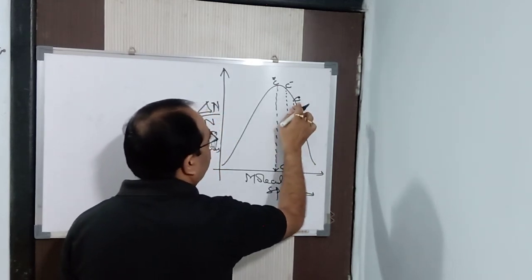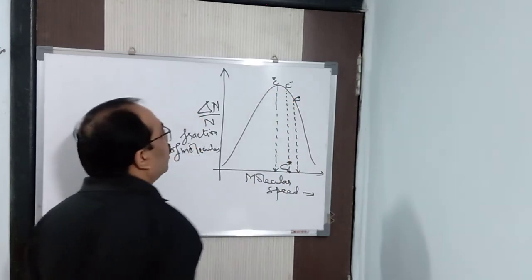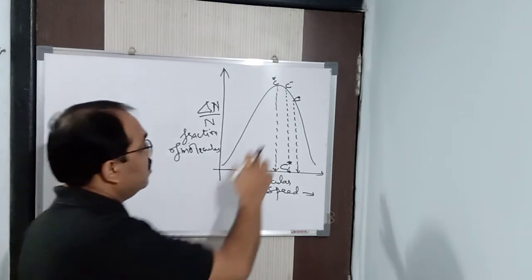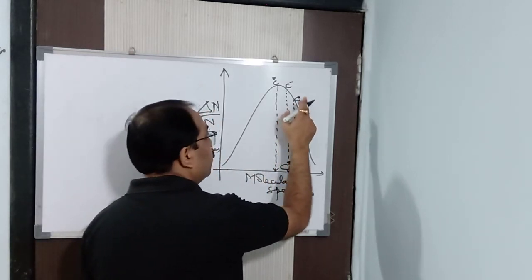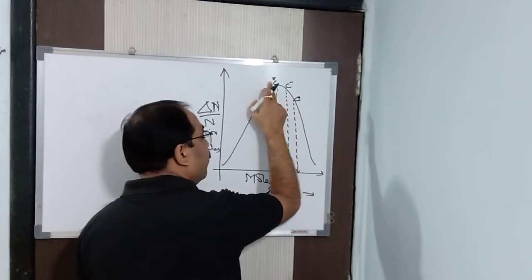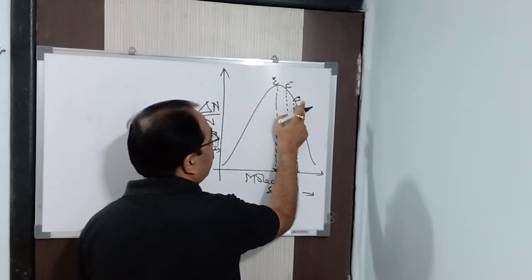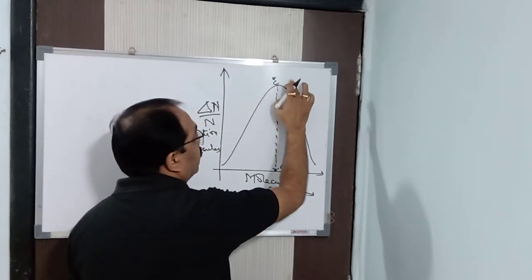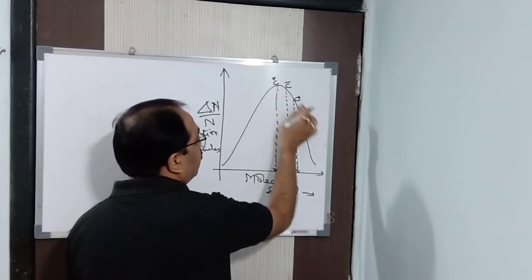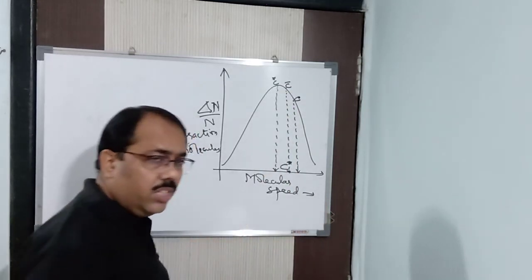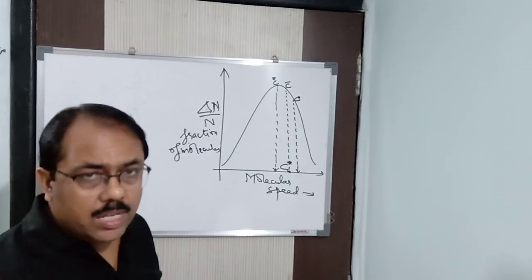So this is your average speed, this is your most probable speed, and between the average and the most probable speed you get the RMS speed. I'm very sorry, this is your RMS speed, root mean square speed. This is your most probable speed. So in between the most probable speed and the RMS speed we get the average speed. The average speed will always lie between the most probable speed and the RMS speed.